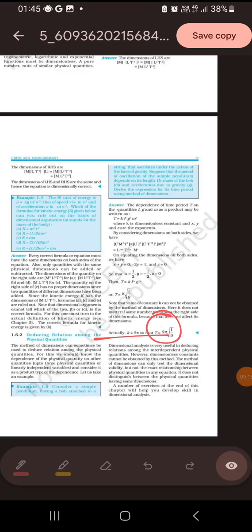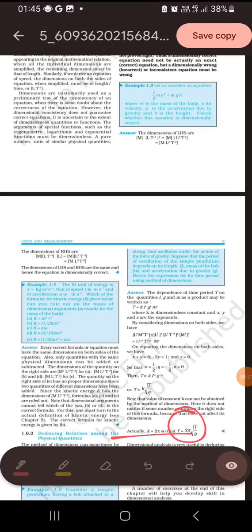So these 5 examples are very important. These are the basic questions which were asked in units and dimensions. From this unit you will easily get 8 marks.